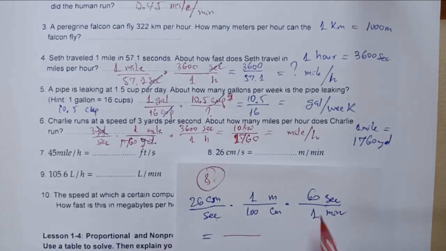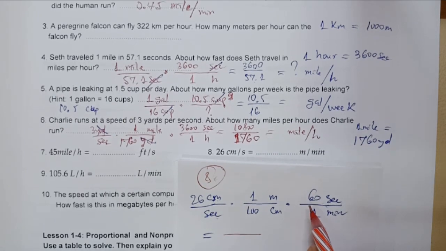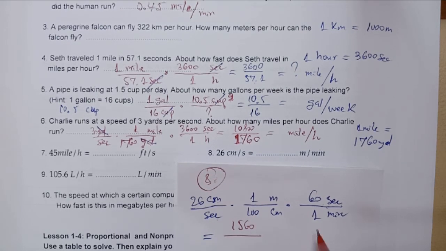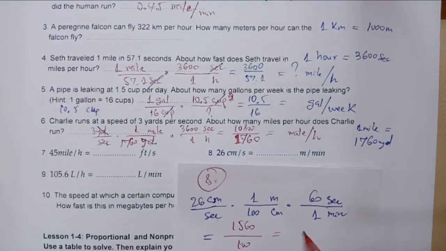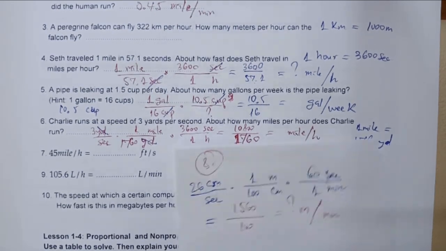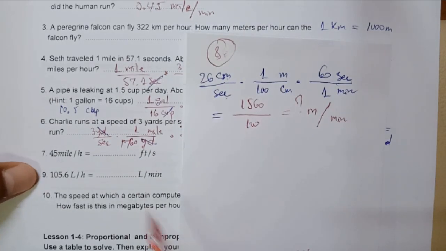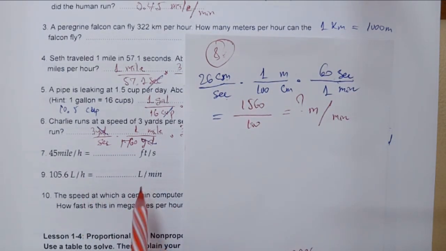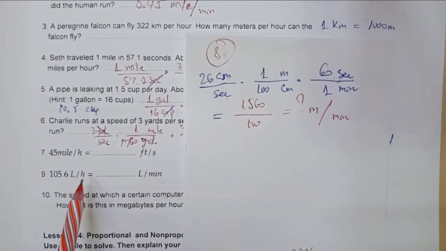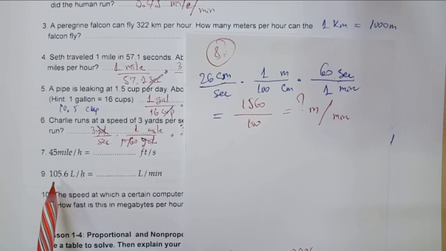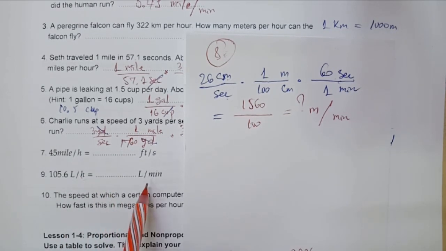And then you simplify this. 26 times 60, you have 1,560. And then 1 second times 100 times 1 second, 100. So that you simplify, you have your answer as in meters per minute. For number 9, you do the same process with this. Let me just show you a bit on this part. Liter stays the same, but hour and minutes. So this is going to be 60 minutes. So you're using 110.6, you just divide this by 60. You have your answer as in liters per minute.